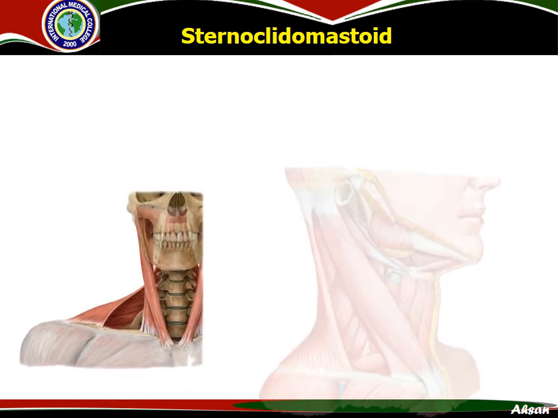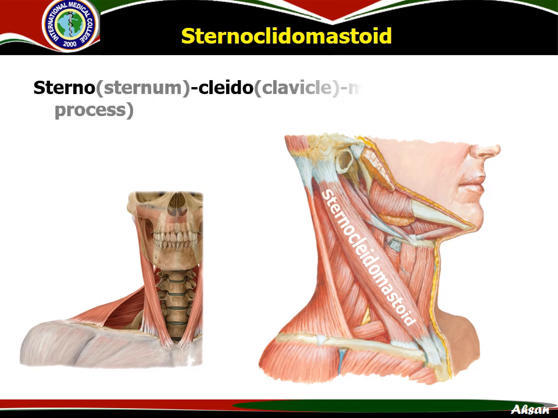The next muscle is sternocleidomastoid. The very name has three components. Sterno means sternum, cleido means clavicle, and mastoid means mastoid process of the temporal bone. So these three attaching bones together contribute to the name of the muscle.